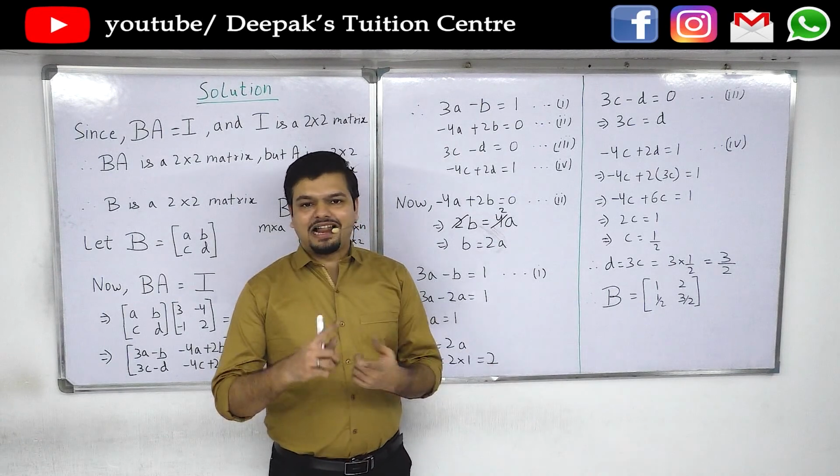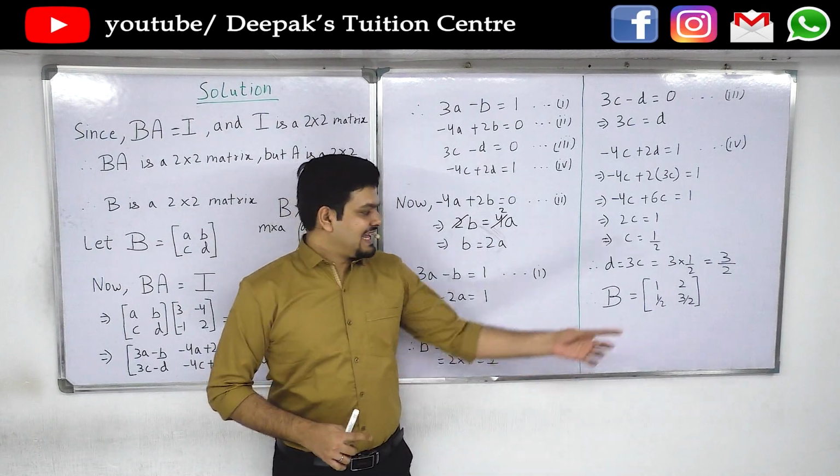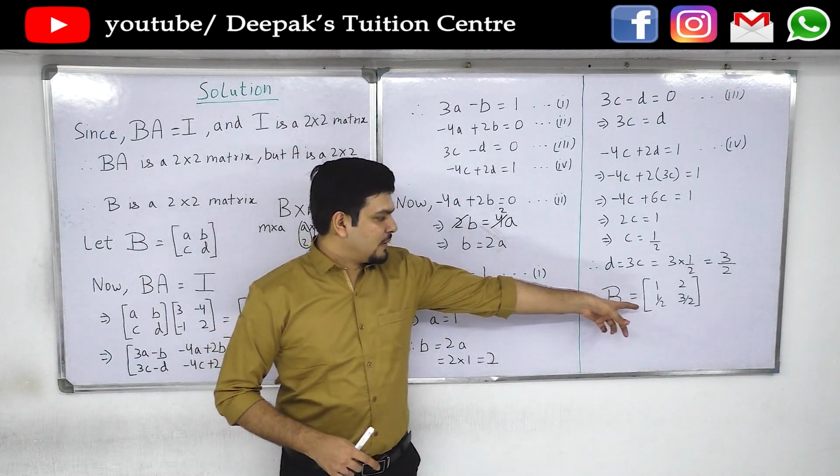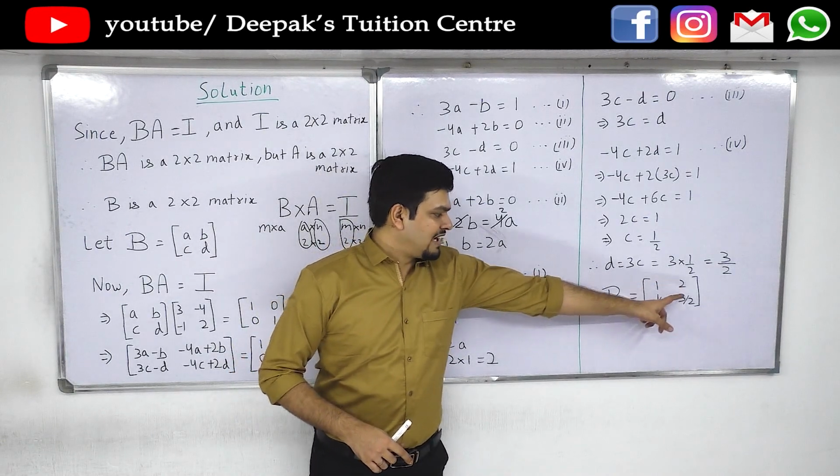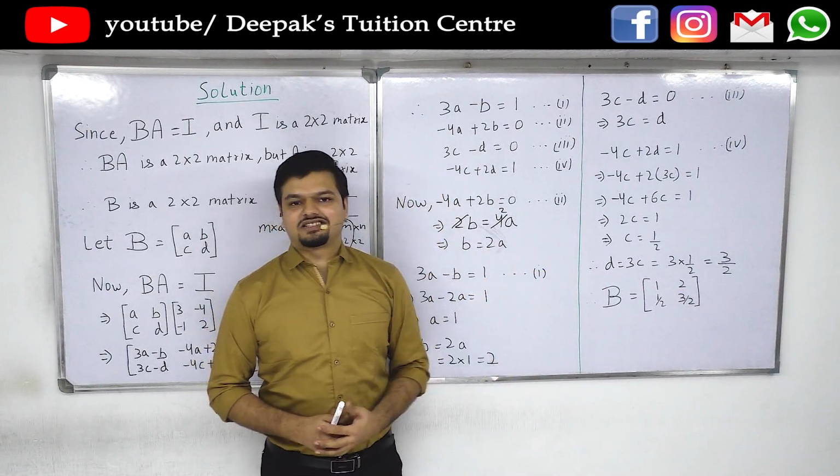Now, I will substitute the values of A, B, C and D in the matrix. So, I get B equals [1, 2; 1 by 2, 3 by 2]. This is our answer.